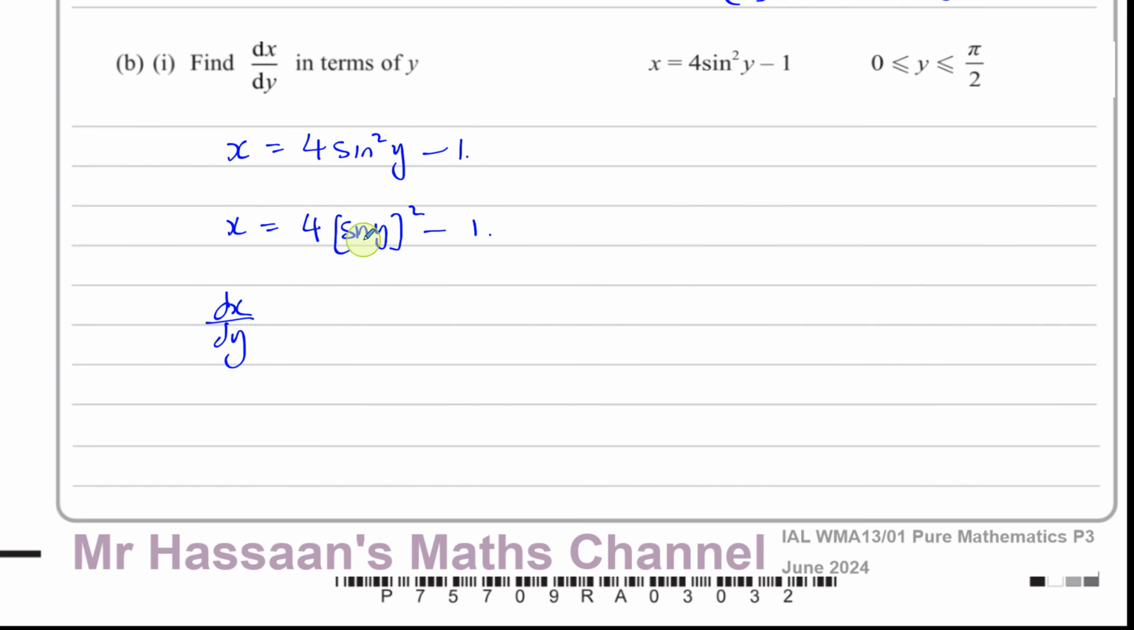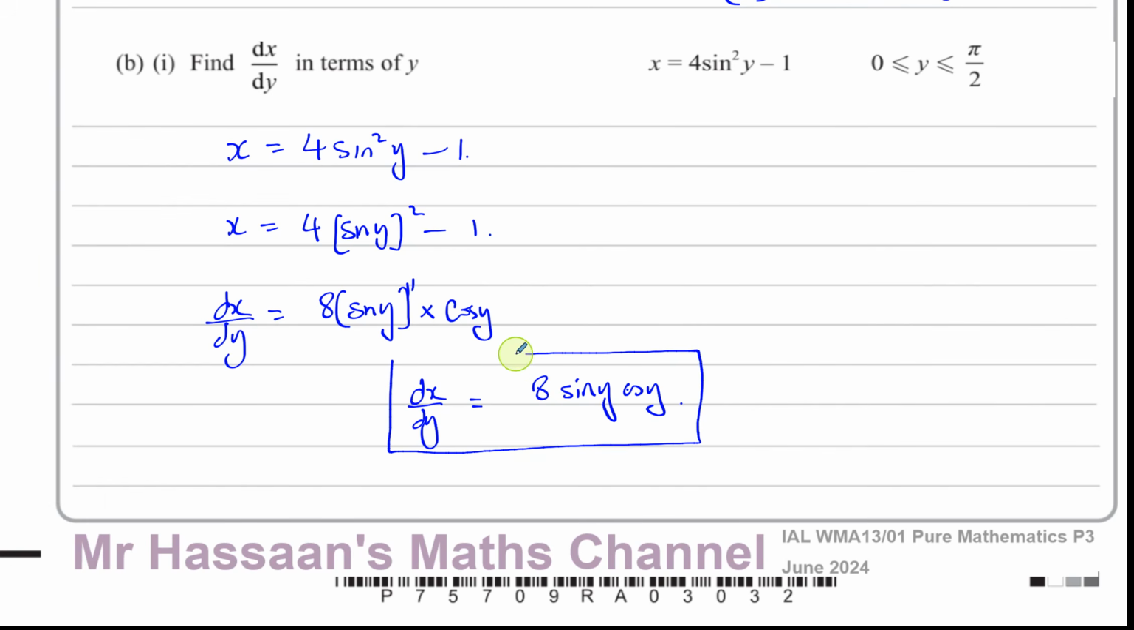Here I have to use the chain rule. It's like a function inside a function. The main function is something raised to a power, so I multiply by the power. That's going to give me 4 times 2, which is 8. Then I take 1 from the power, so it becomes sine y to the power of 1. Then I multiply by the differential of what's inside the function. The differential of sine y is positive cosine y, and the minus 1 becomes 0 when you differentiate it. So dx/dy is going to be 8 times sine y times cosine y. That's the answer to part B, part 1: 8 sine y cosine y.